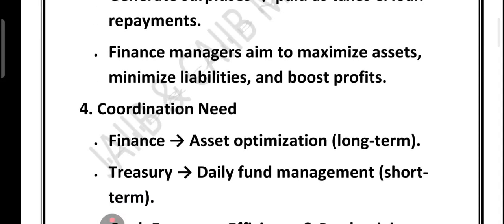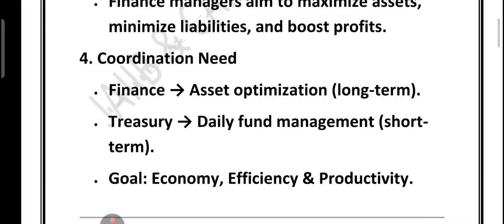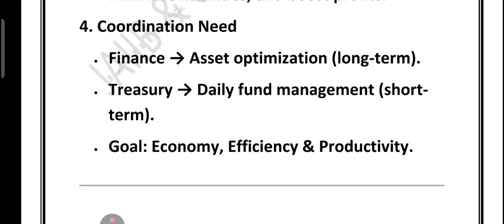The role of a finance manager is to maximize the asset, minimize liability and to increase the profitability. Now let's talk about the need for coordination. Both treasury and the finance function must work in sync.